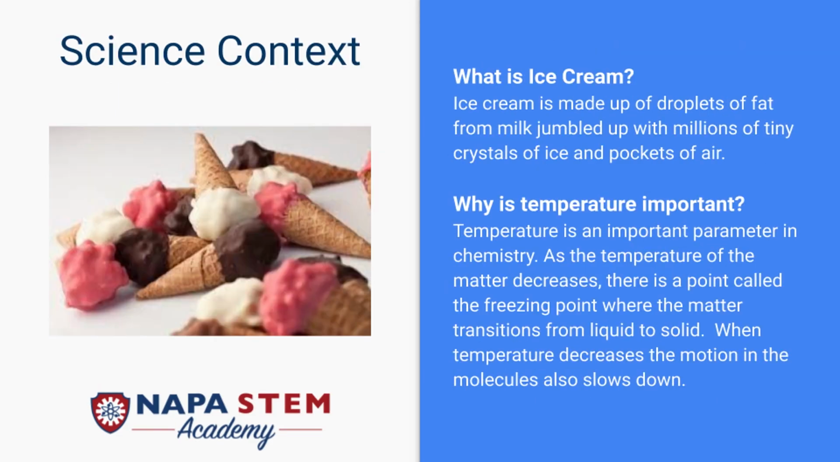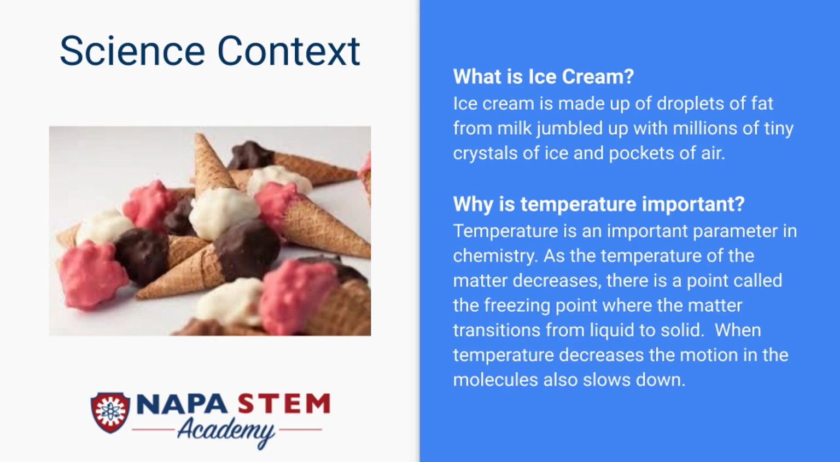We're almost ready to go, but let's learn a little bit about the context behind what we're doing. What is ice cream? Ice cream is made up of droplets of fat from milk jumbled up with millions of tiny crystals of ice and pockets of air.